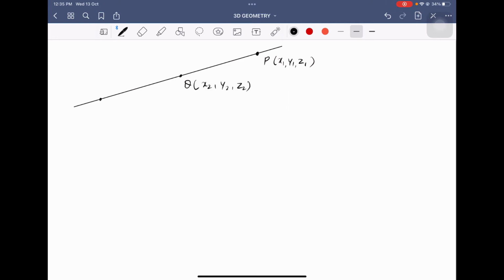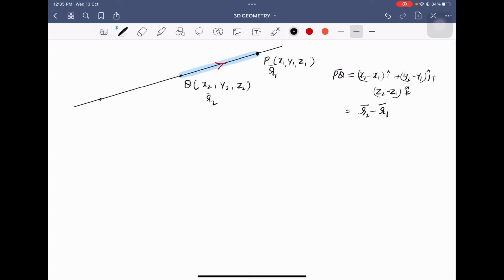Now again we'll do the same thing. In 2D geometry we used these two points to convert this into a slope. Same thing we'll do here also. We'll use these two points to convert this into a vector. Let's say we write PQ. So PQ equals (X2 minus X1) i cap plus (Y2 minus Y1) j cap plus (Z2 minus Z1) k cap. If I want to write in terms of vectors, let's say this is R1 and this is R2, so in terms of position vectors this becomes R2 minus R1.